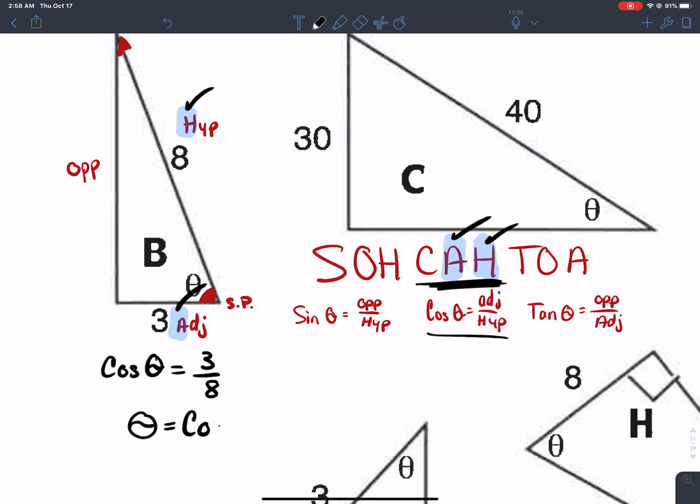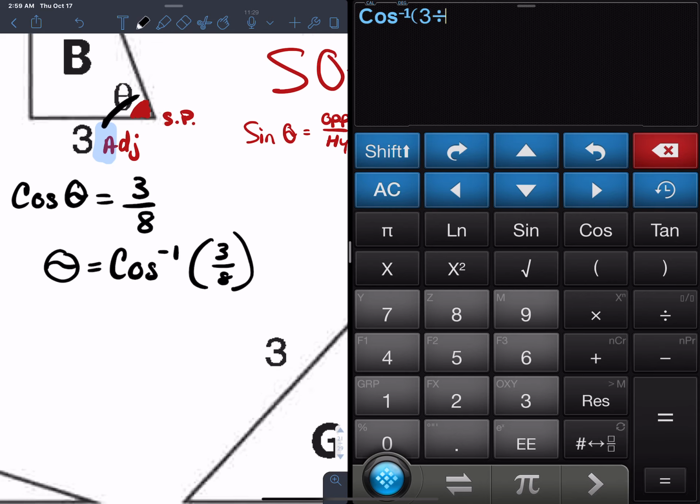You're either going to have to press the shift button or the second button, so that way your calculator reads cosine -1 or inverse cosine. We'll go 3 divided by 10. Oh, not 10. 3 divided by 8.